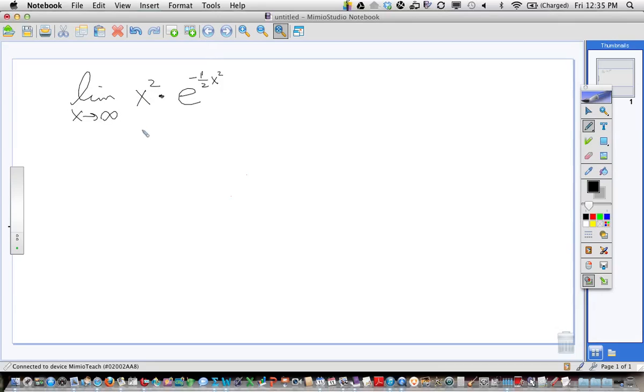So a big number squared is going to be a really big number. And a big number squared, really big, times a negative 1/2, is going to be a really big negative. So what's e to a really big negative? That's a really small number, right? Because it's 1 over e to the, you know, whatever. So it's essentially 0. So what we have is infinity times 0.